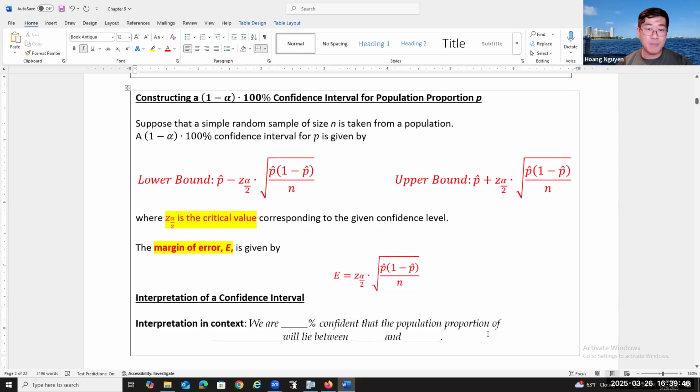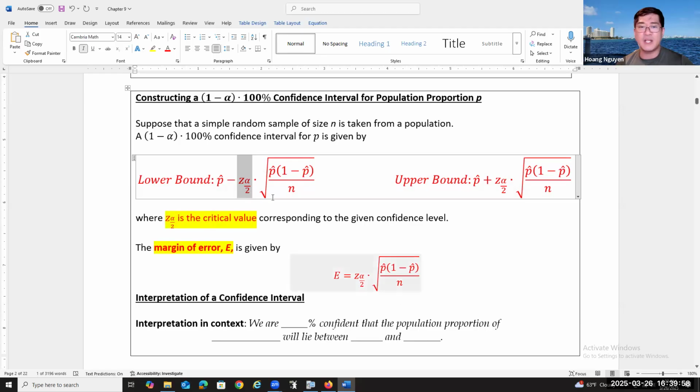Okay, so that's pretty much the summary of the calculation and how we interpret these confidence intervals, right? Now, the only thing that we haven't talked about is z sub alpha over 2, the critical value. So let's give you the definition of how we calculate z sub alpha over 2. It is a calculation that we used before, but we didn't officially give you this definition.